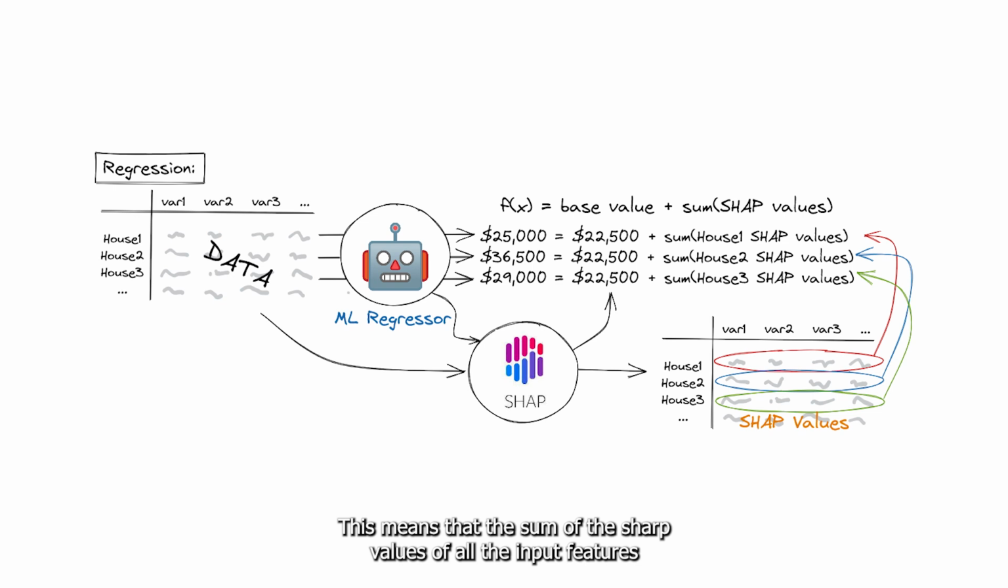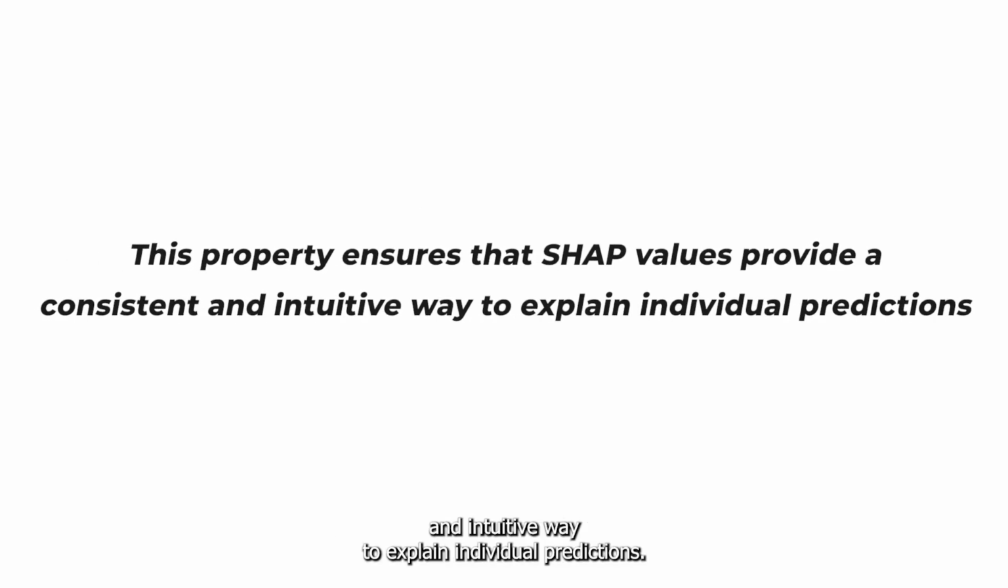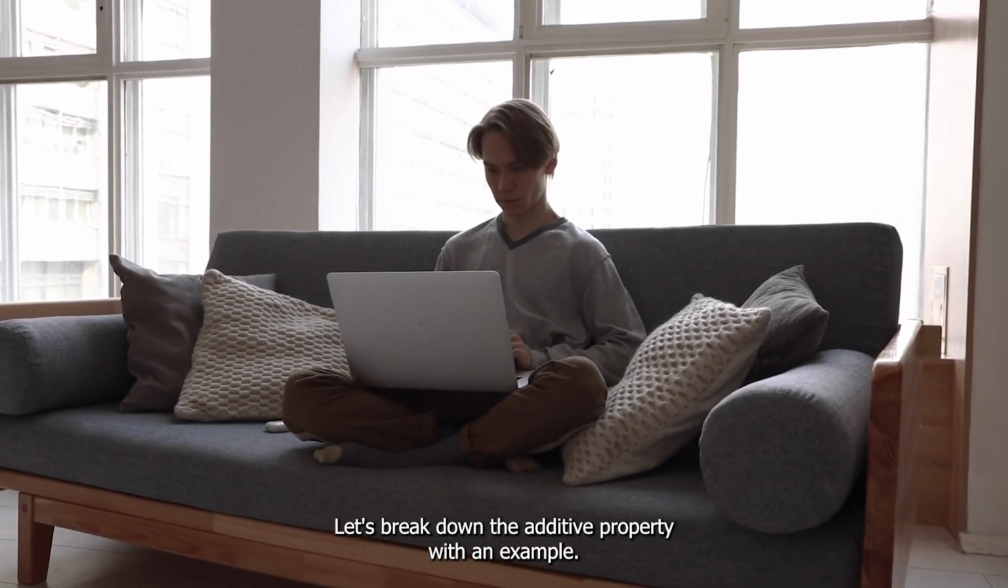This means that the sum of the SHAP values of all the input features equals the difference between the baseline model output, that is the expected value, and the actual model output, for the prediction being explained. This property ensures that SHAP values provide a consistent and intuitive way to explain individual predictions. Let's break down the additive property with an example.